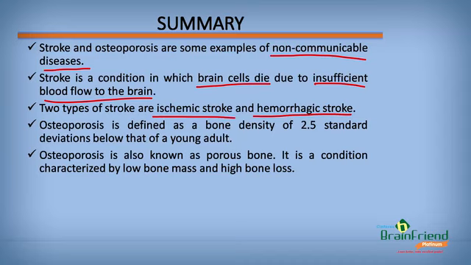Then we looked at osteoporosis, another non-communicable disease. We defined it as a bone density of 2.5 standard deviations below that of a young adult. Then we also said that osteoporosis is also known as porous bone. It's a condition characterized by low bone mass and high bone loss.